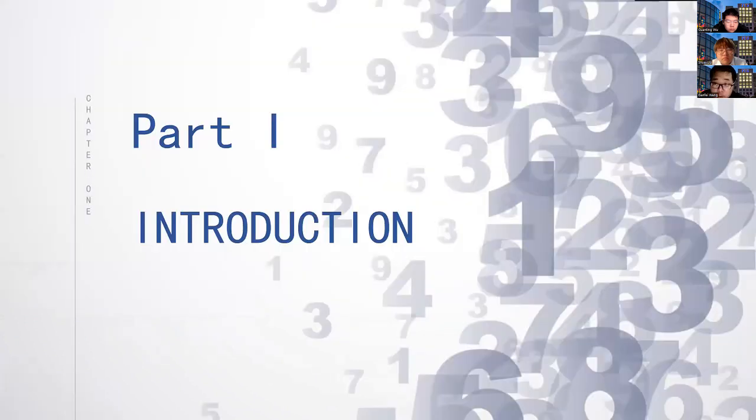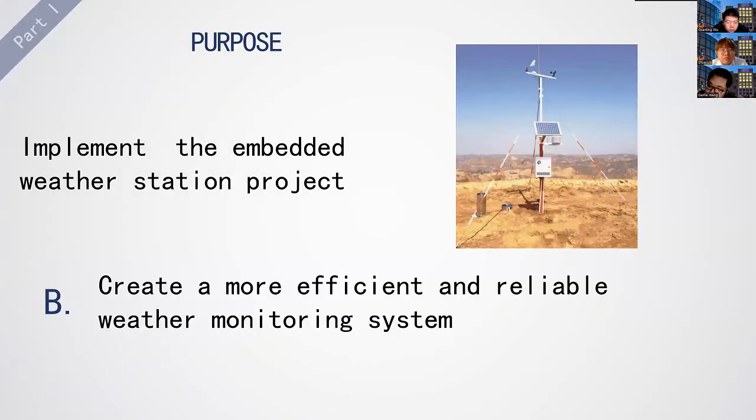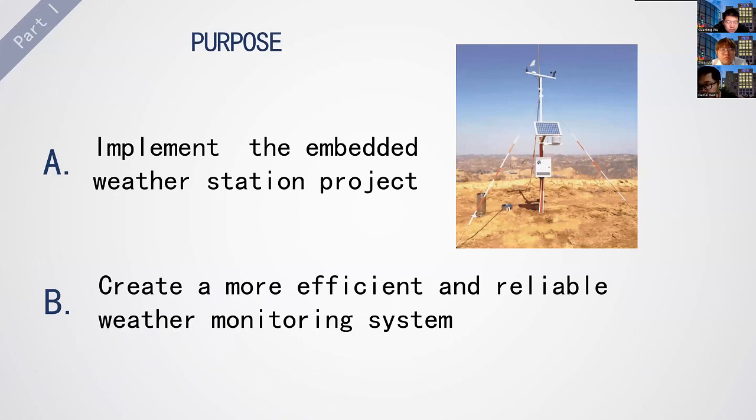Now let me introduce the first part, introduction. The main purpose of this report is to introduce and discuss the design and implementations of the embedded weather station project and the important results of our research. Through the two models, DHT11 and BMP280 in the embedded system, we create a more reliable weather monitoring system for users to meet the real-time and correct needs of the data in the different fields.